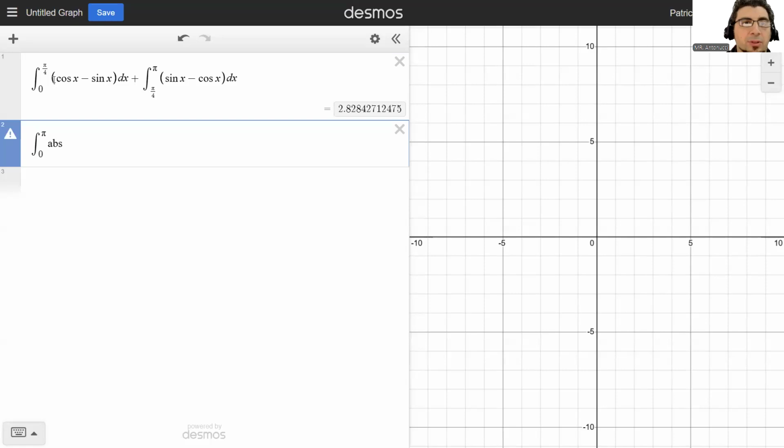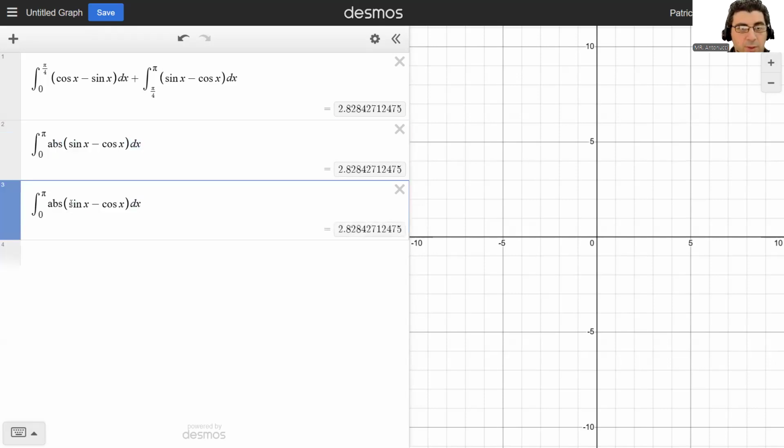On Desmos here, I put the original way we wrote the expression, and you get 2.828, which in fact is 2 square roots of 2. Now, if I do the absolute value method, I set up the integral here. Absolute value, we could do sine x minus cosine x dx, and you get the same thing. And just to show you, if we had done the other way, since it's in the absolute value, cosine x minus sine x, you still get the same exact answer there.